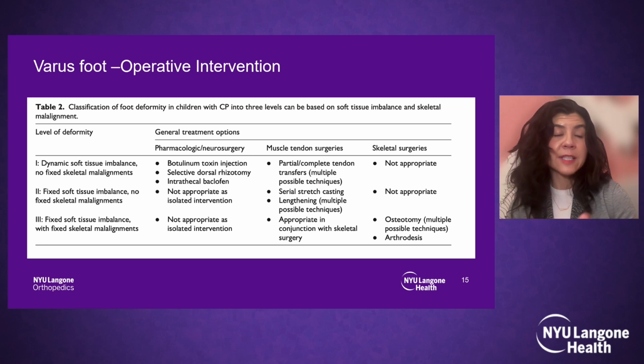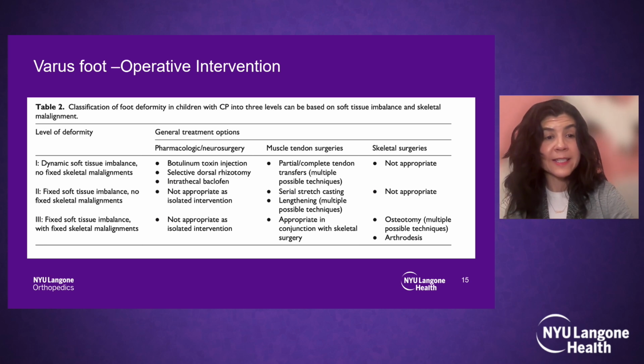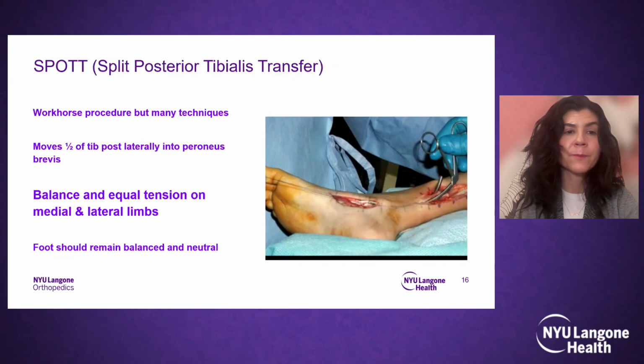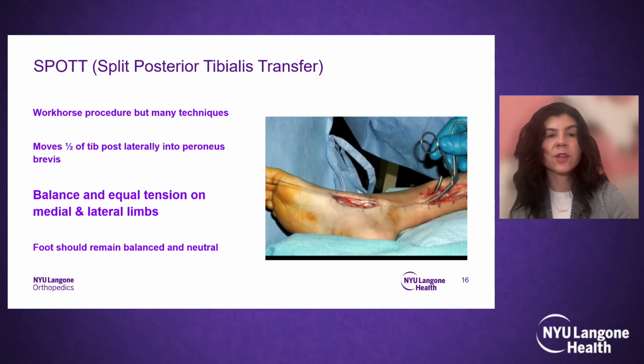And this is a very good algorithm from that same paper about classification of the foot deformity that can lead to the soft tissue imbalance. So if they do not have a rigid deformity, you really want to focus on tendon transfers. And the workhorse procedure, but there are many techniques, if tib post is involved, is something called the split posterior tibialis transfer. Many people will move half of tib post laterally onto peroneus brevis.